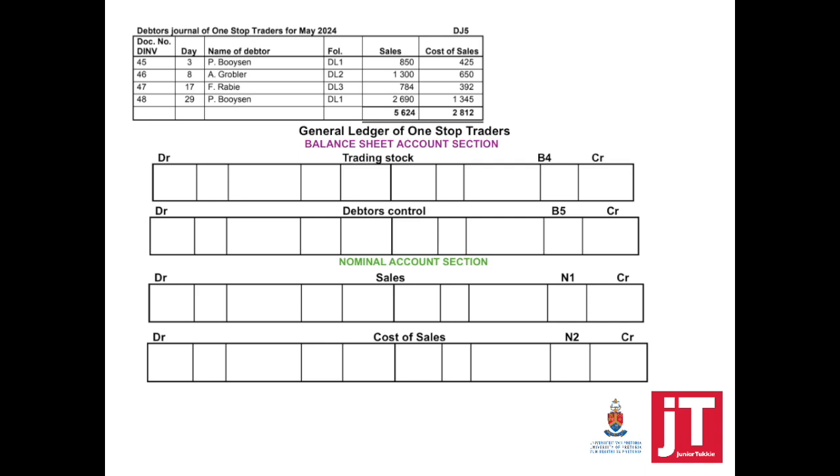When we look at sales, it means that was our income. And if we're selling on credit, we sold the goods to a debtor. So therefore, sales and debtors control goes together. This is very important to remember. So we start with the first one.